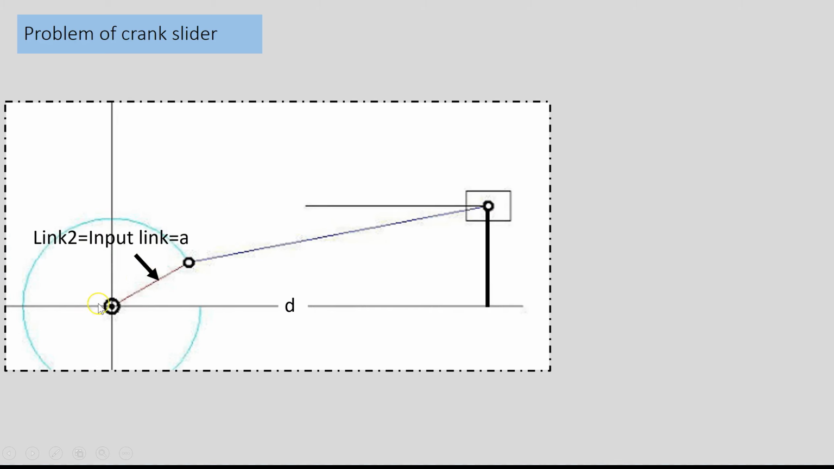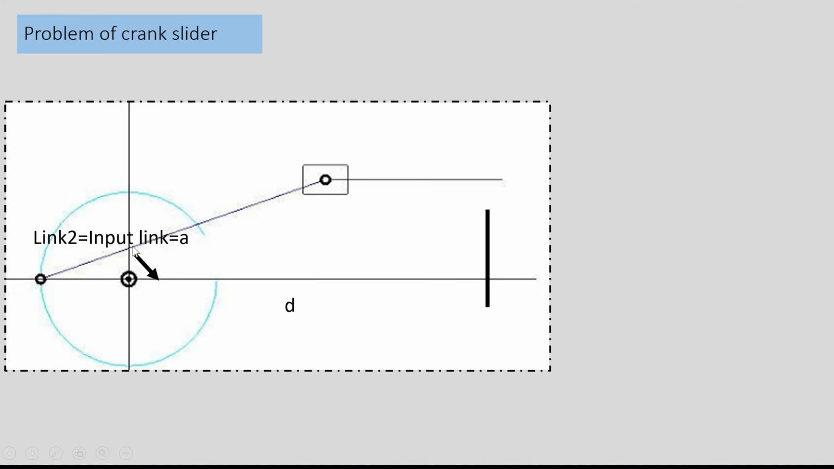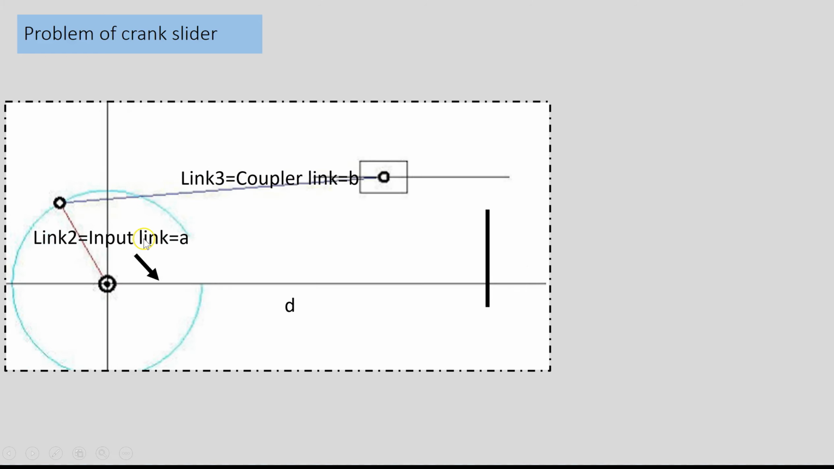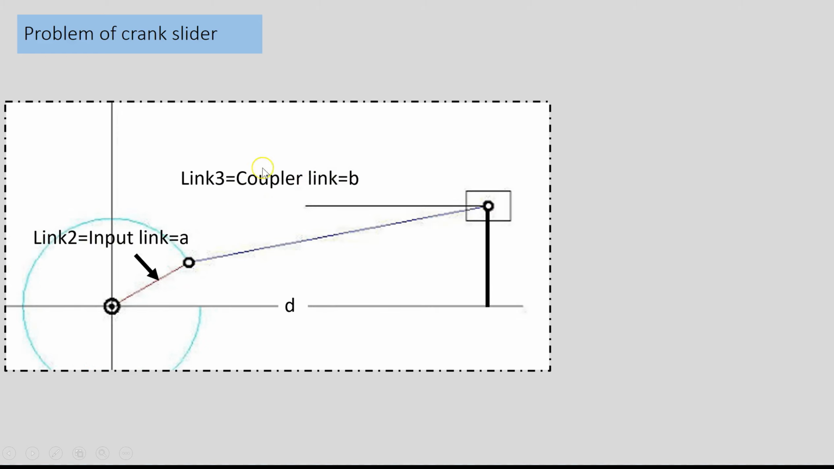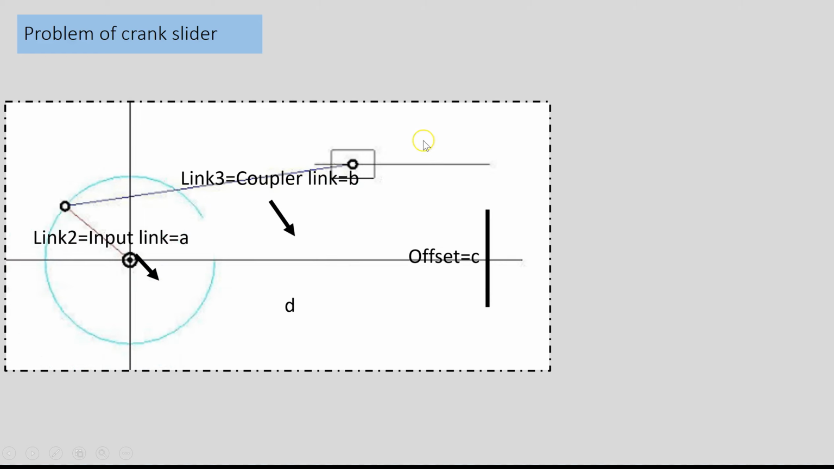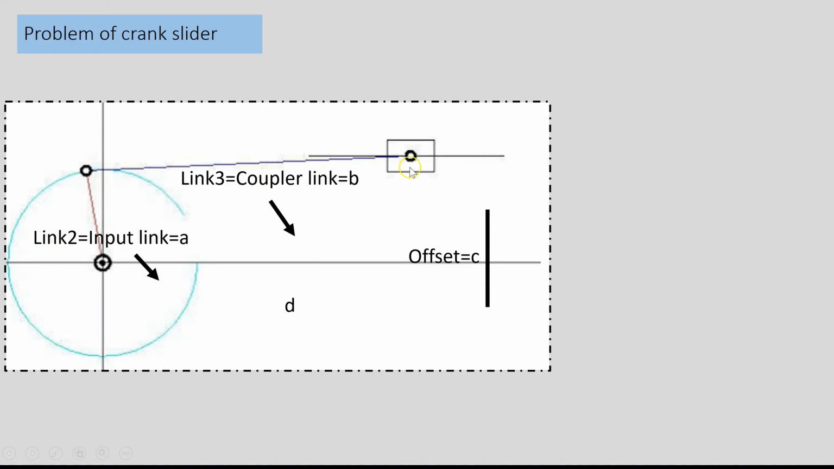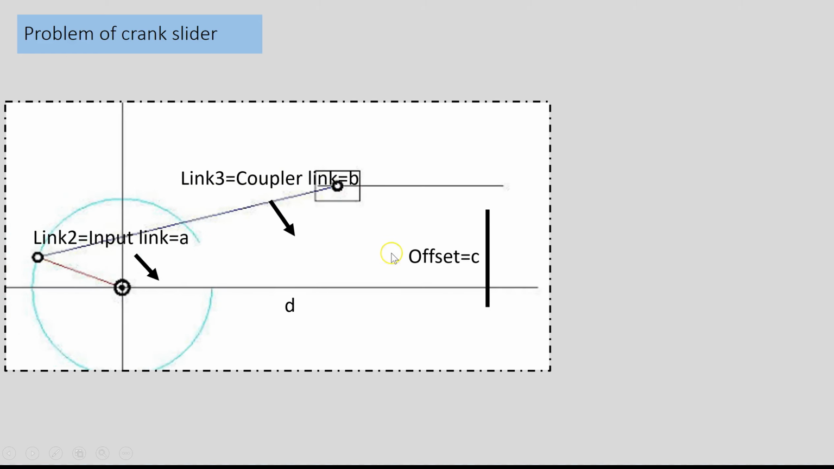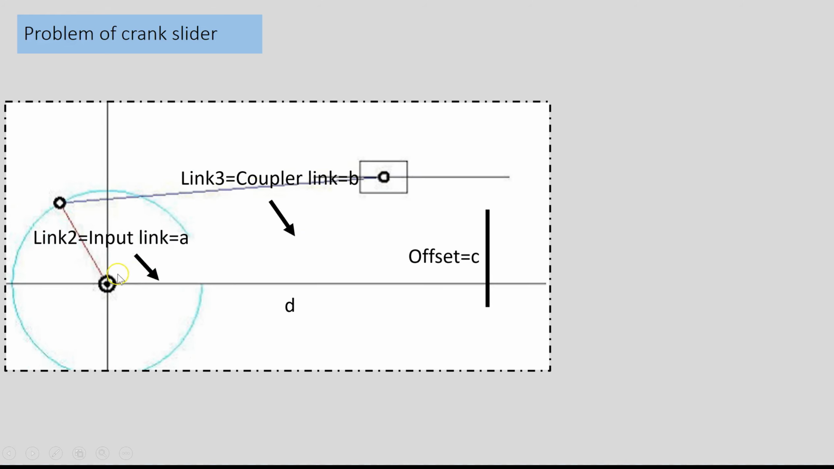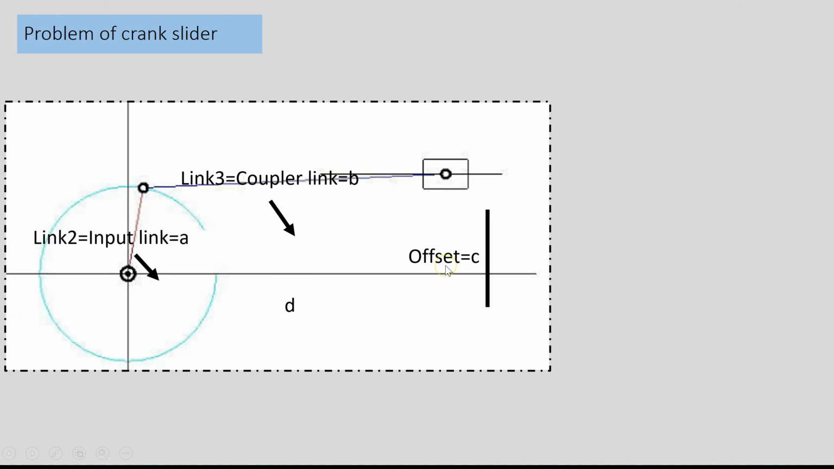Because this is the driver, we consider this the input link, which is link length A. This is a coupler which connects the input and the slider, and we consider this link as B. And finally, the vertical direction from the slider to the center line of the fixed joint we consider as the offset, which is C.